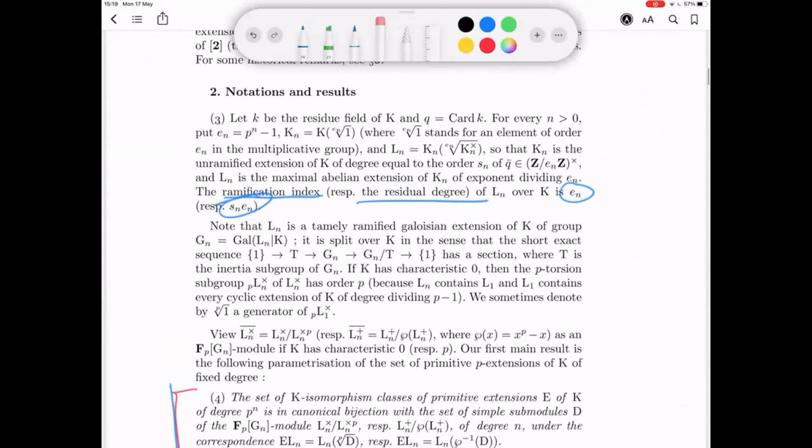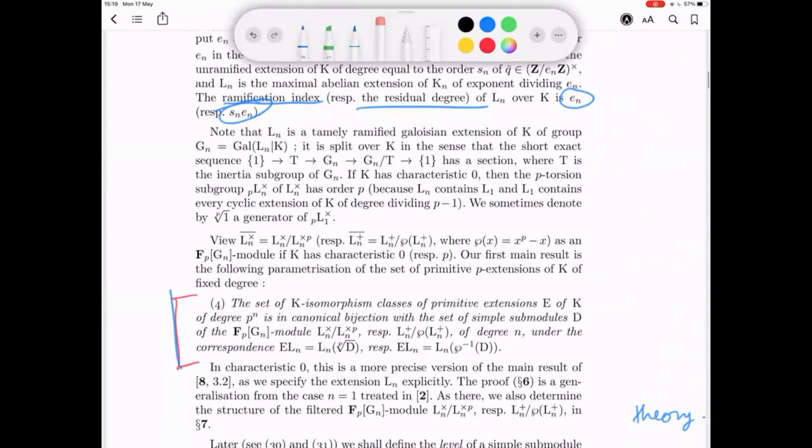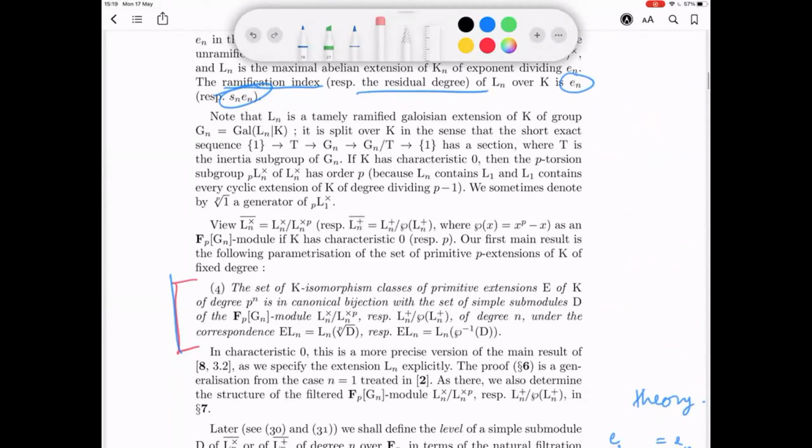Fine. Now, this Ln over K, that's also Galois. We have Ln over Kn is Galois, Kn over K is Galois. That normally doesn't imply that this tower, I mean, that Ln over K is Galois, not in general, but in this particular case, that is true. That's true because Ln is the maximal abelian extension.